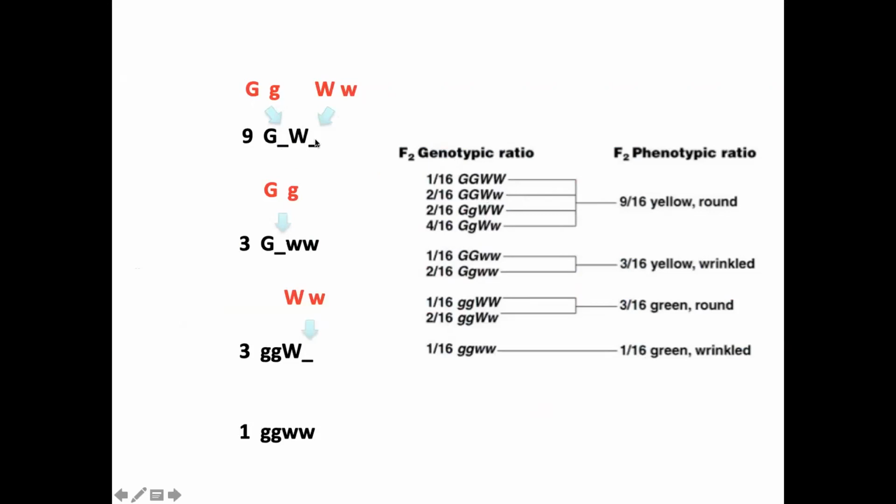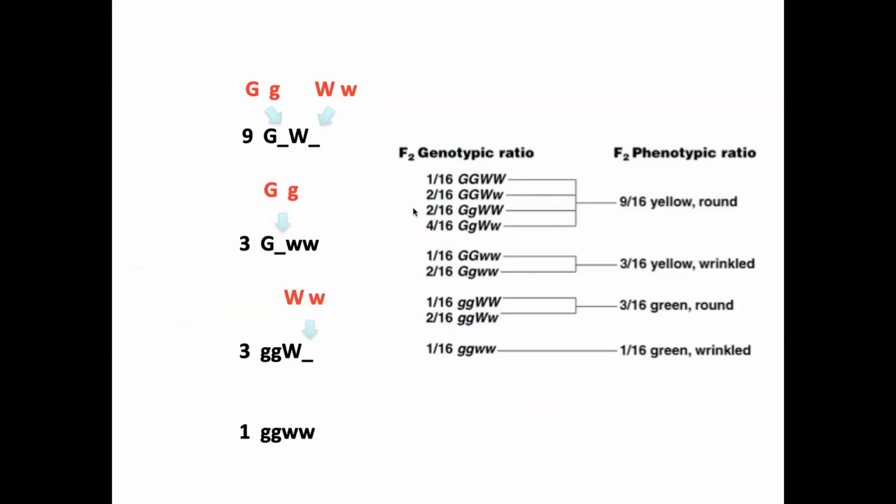So it could be either one, so we just leave it empty. Again, this designation here, 9 G dash W dash, summarizes all of this information for that phenotypic class. It summarizes the phenotype, dominant, and all 4 of the possible genotypes within that phenotypic class.